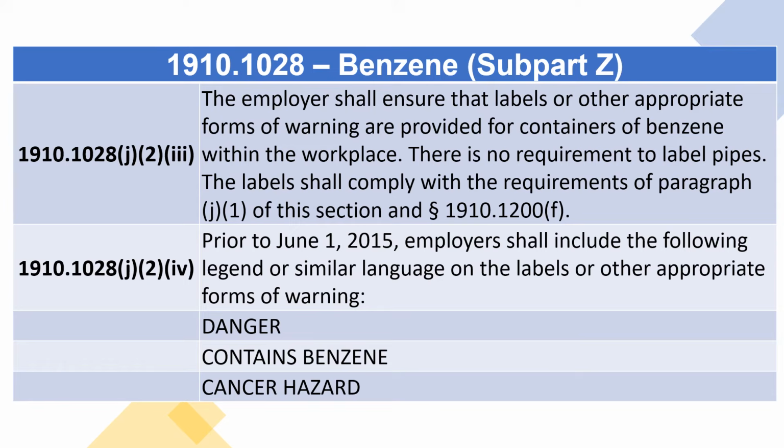1910.1028(j)(2)(iv). Prior to June 1, 2015, employers shall include the following legend or similar language on the labels or other appropriate forms of warning: Danger. Contains benzene. Cancer hazard.